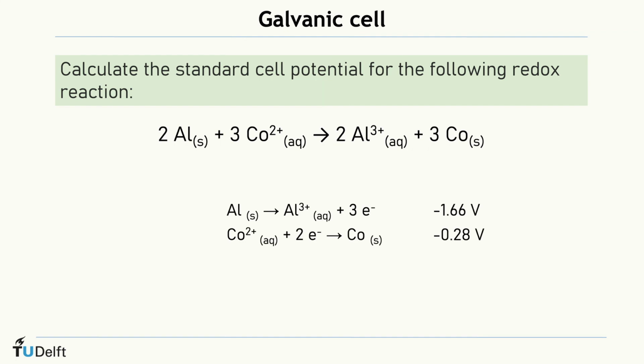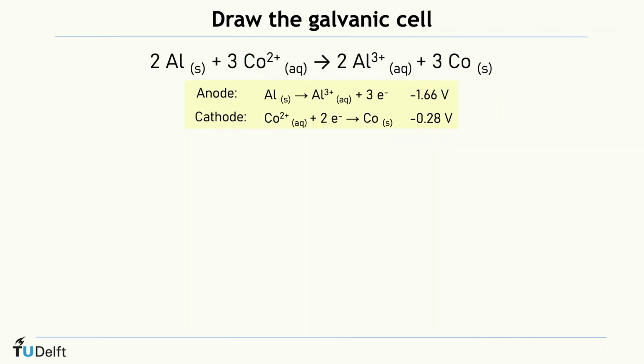Oxidation of aluminium from 0 to 3+ and reduction of cobalt 2+ to cobalt 0, with potentials of -1.66 volt and -0.28 volt. For the drawing of the galvanic cell, it is handy to know which half reaction occurs on the anode side and which one at the cathode side. Aluminium is the reductant because it loses electrons, so it will be on the anode side. Cobalt is the oxidant because it gains electrons.